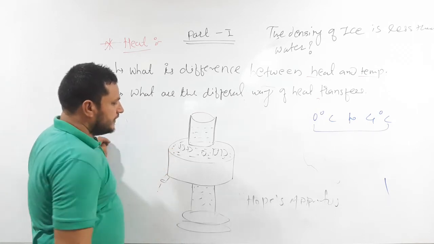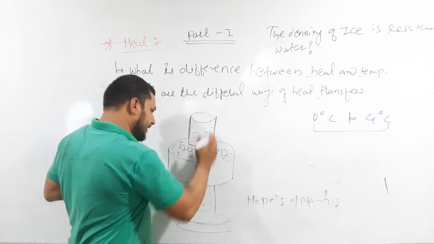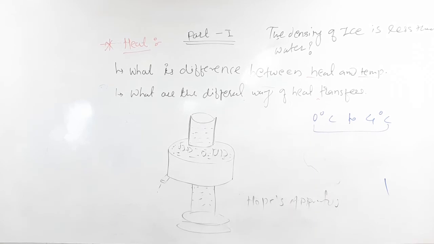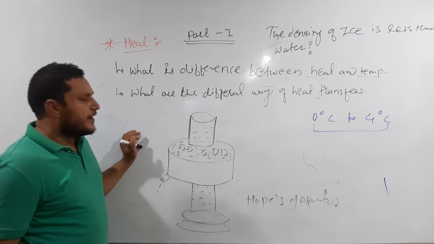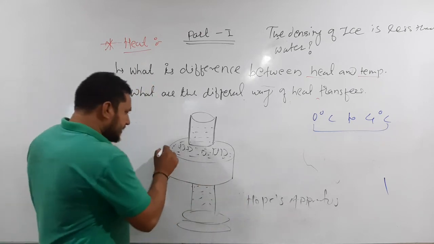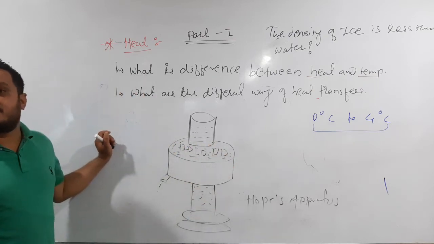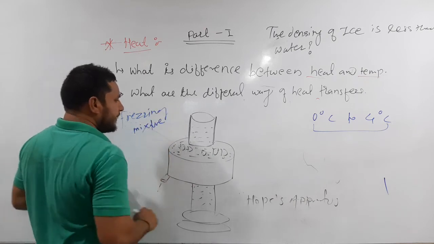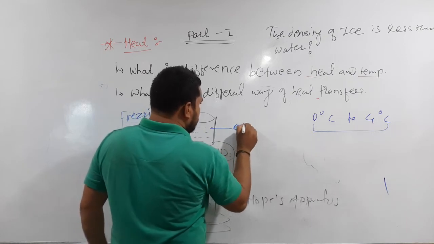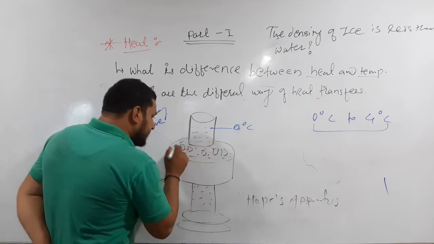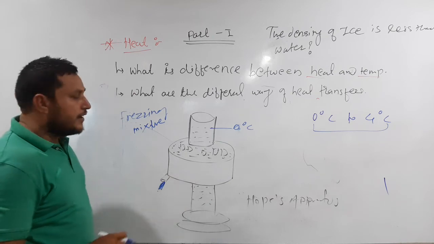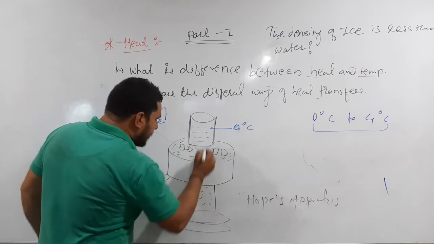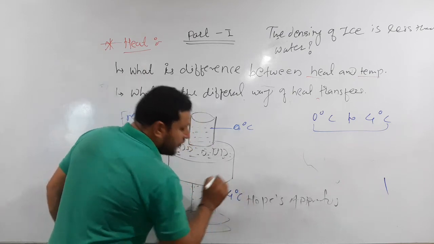Okay. Here we have the Hope's apparatus arrangement. Here, inside of this cylinder, we have the Hope's apparatus. Inside of this beaker we have the freezing mixture. Yes, freezing mixture. Okay, and here is the water. Now the temperature of this water is what? 0 degrees Celsius. Now suppose this freezing mixture is released from this tap. When all the ice cubes melt, then the temperature of the water inside that cylinder becomes what? 4 degrees Celsius.